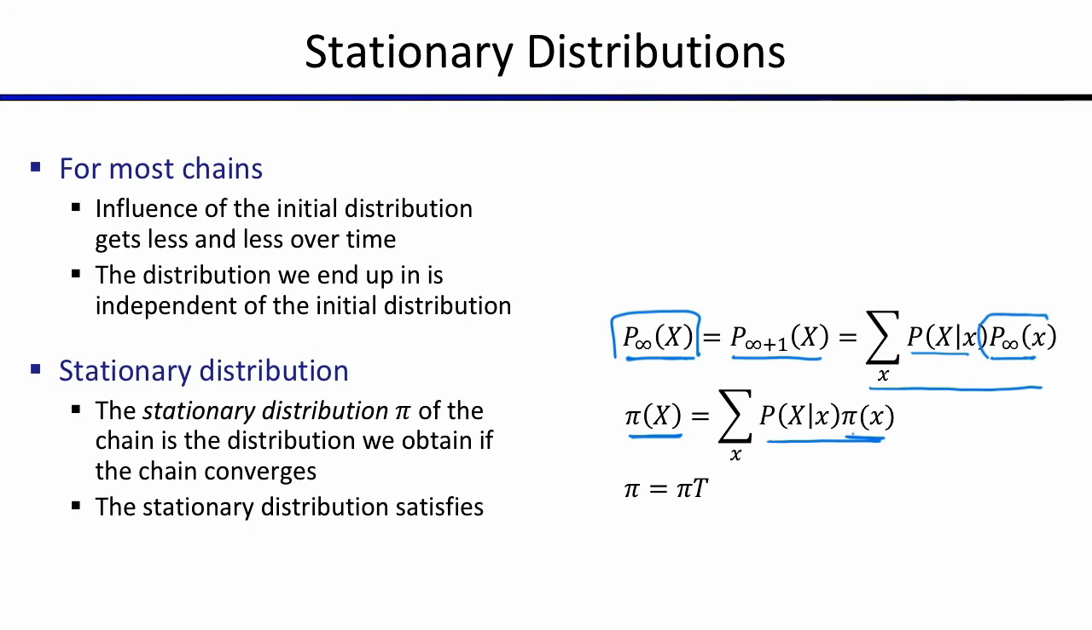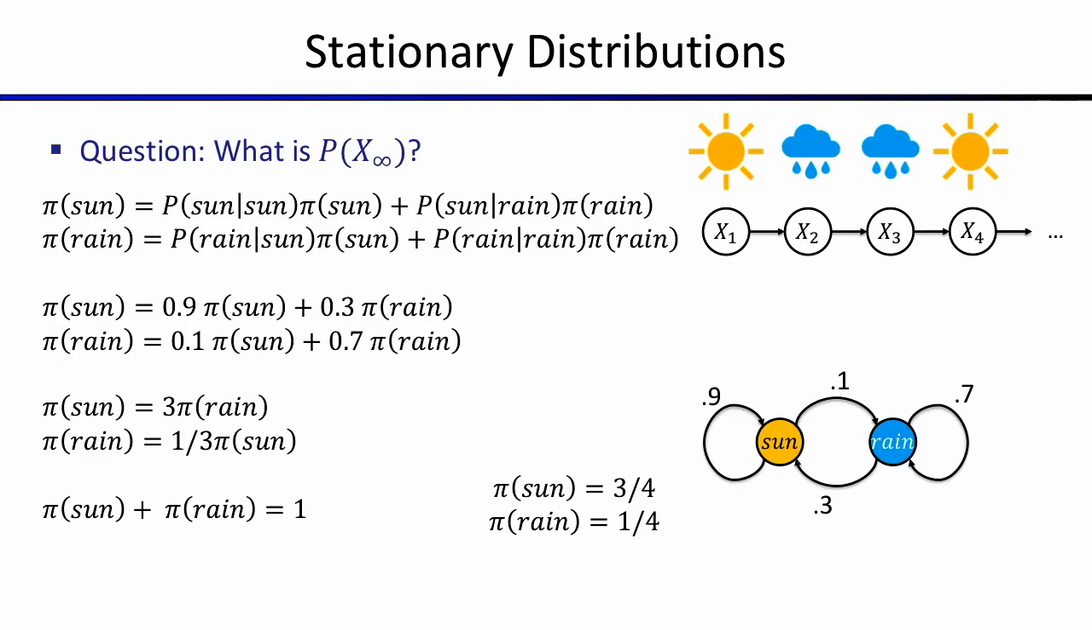And we can also express this as a multiplication of a vector by the transition matrix. So pi, which represents the vector, is going to be equal to pi times the transition matrix T. So one relevant question here is how do we compute the stationary distribution?